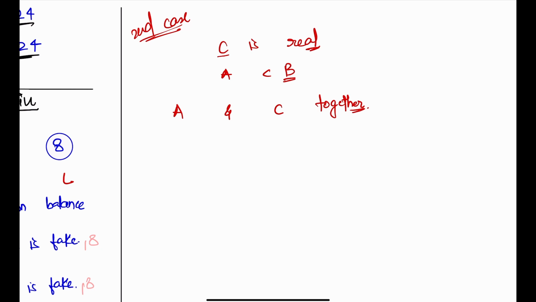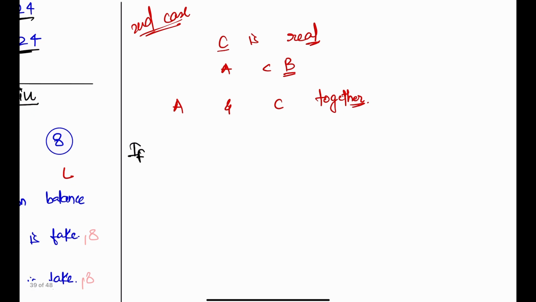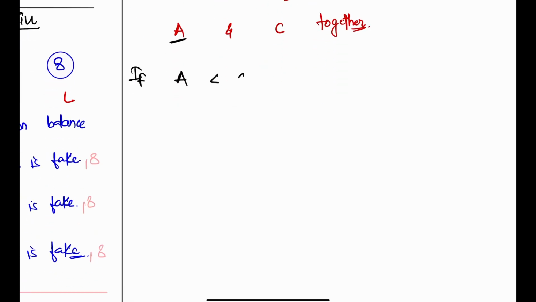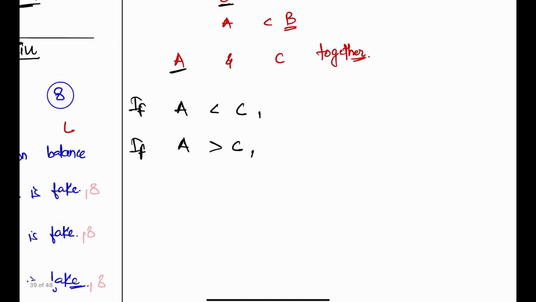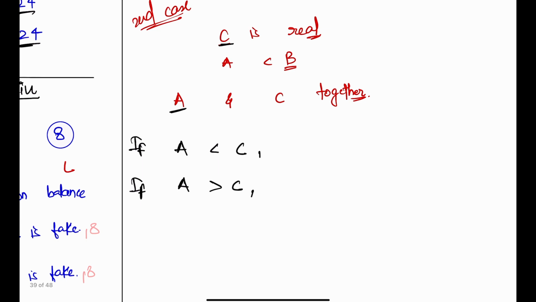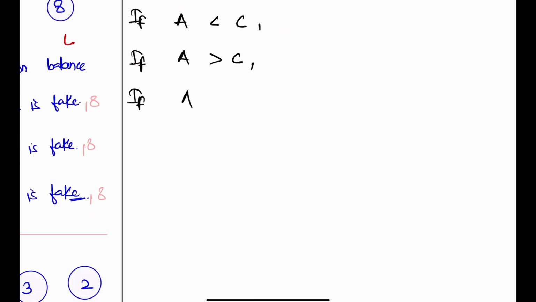So if we measure, there are only two possibilities because C is real and A is fake, so they cannot be of equal weight. Two possibilities here: either A is less than C or A is more than C. This is the only possibility. So A is less than C, which means, no, sorry, there might be one more possibility, because we are not sure which one is fake. Either A or B is fake, and it might be that A is not fake. So there might be one more possibility, that A is equal to C.